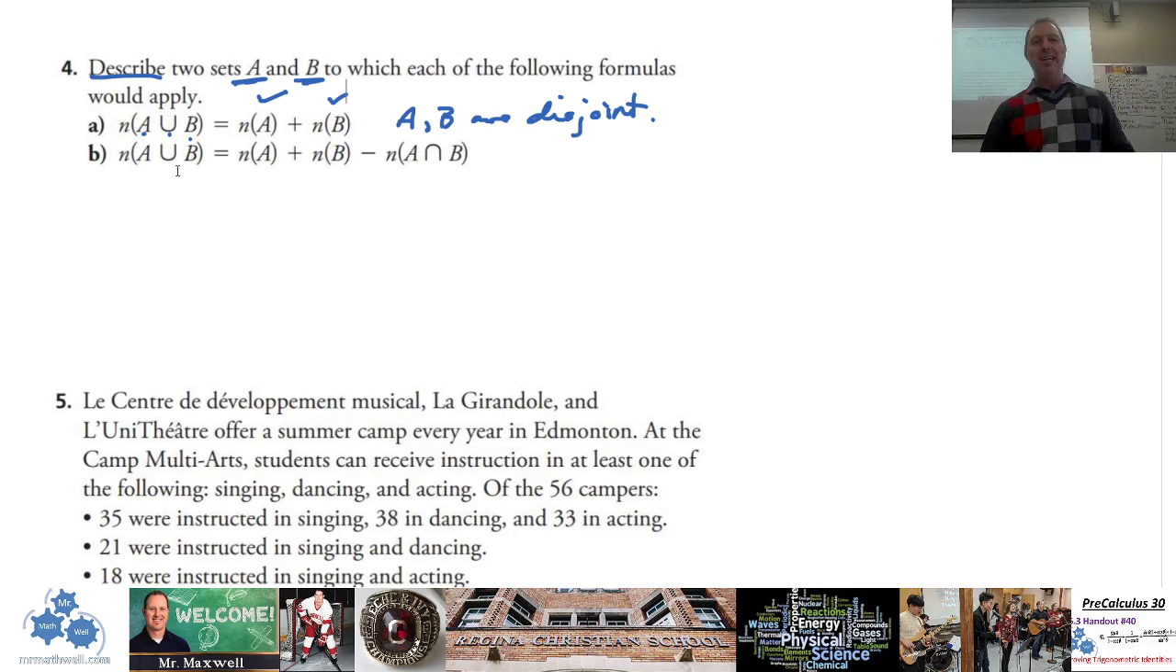Okay, now B, the number of A union B. If we were to take all of the elements in A and the number of all of the elements in B, but then we would have to subtract the intersection part. This is describing two sets that are not disjoint. So A and B are not disjoint, or they overlap, you can say.